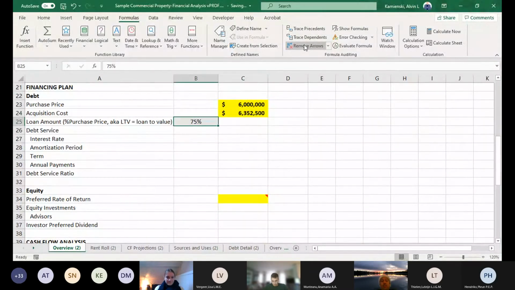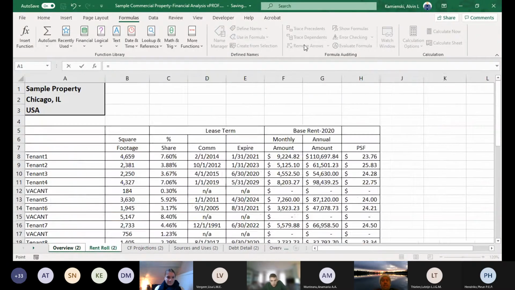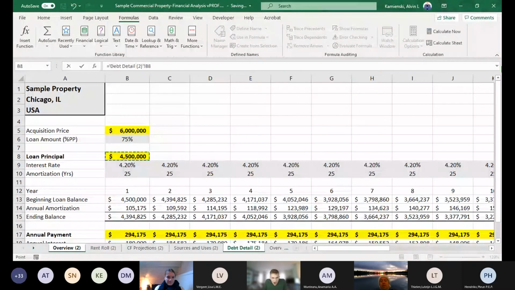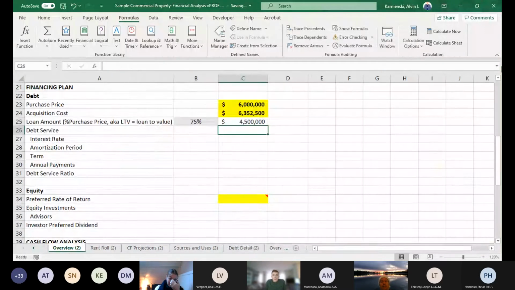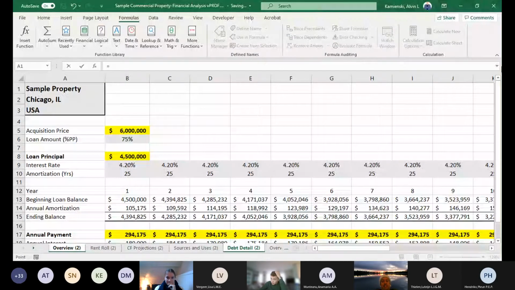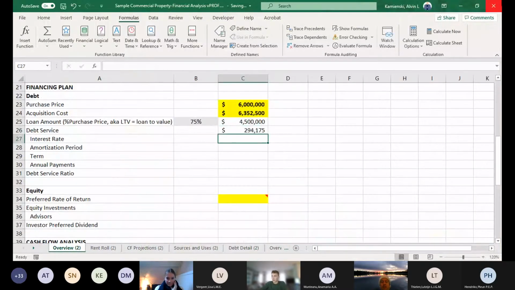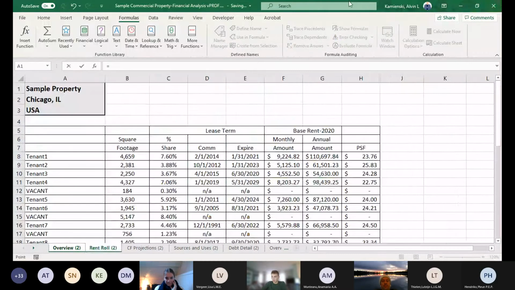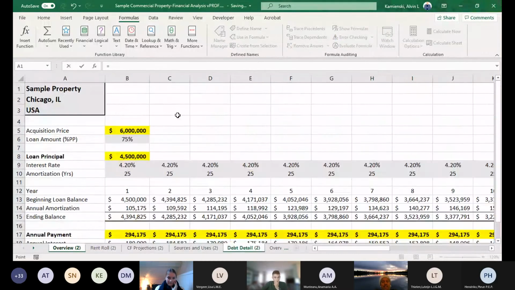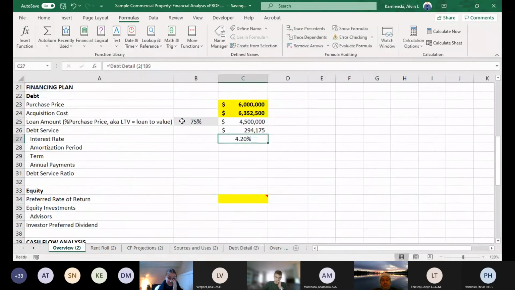All right, who's coming along with us? Well, here's who's coming along with us. At 75% from the debt detail, we're going to bring the banks in as a partner, and they're going to kick in $4.5 million. From which then, when the bank kicks in $4.5 million, we're going to owe the banks $294,000 every single year. The reason that we're going to owe them is we're borrowing from the debt detail page at 4.2% for 25 years.